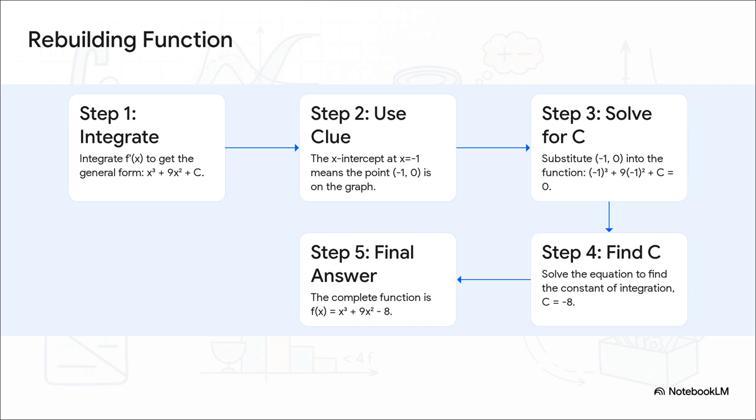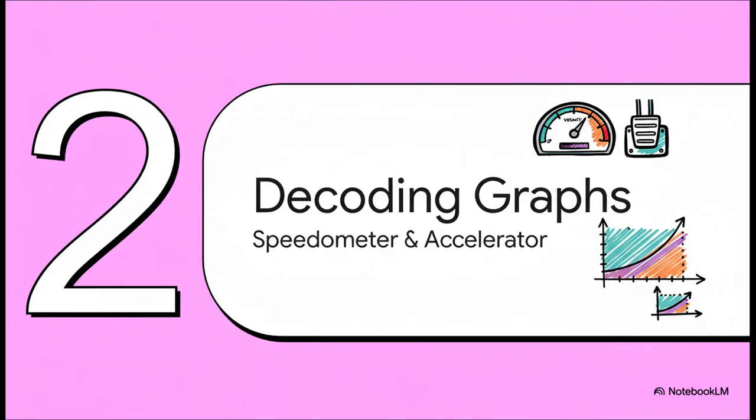But we have a clue. We know the point -1, 0 is on our graph. So we just plug those numbers in. x is -1, and the result is 0. That gives us a simple little equation to solve, and bingo, c equals -8. And just like that, we've got our final complete function. Pretty neat, right?